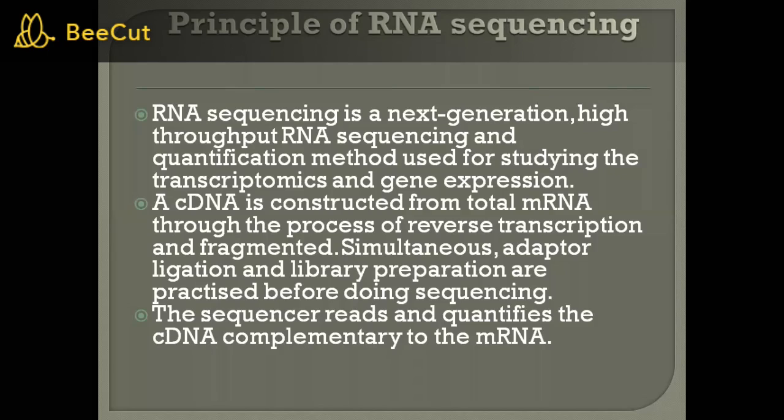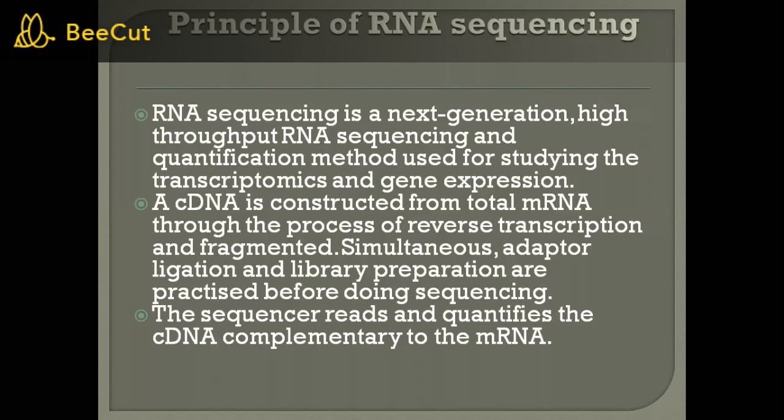The principle of RNA-seq is that cDNA is constructed from total mRNA through the process of reverse transcription and fragmented. Then, adapter ligation and library preparation are carried out before sequencing. Then the sequencer reads and quantifies the cDNA complementary to the mRNA. So the principle of RNA-seq is that we have to construct the cDNA from the total mRNA.